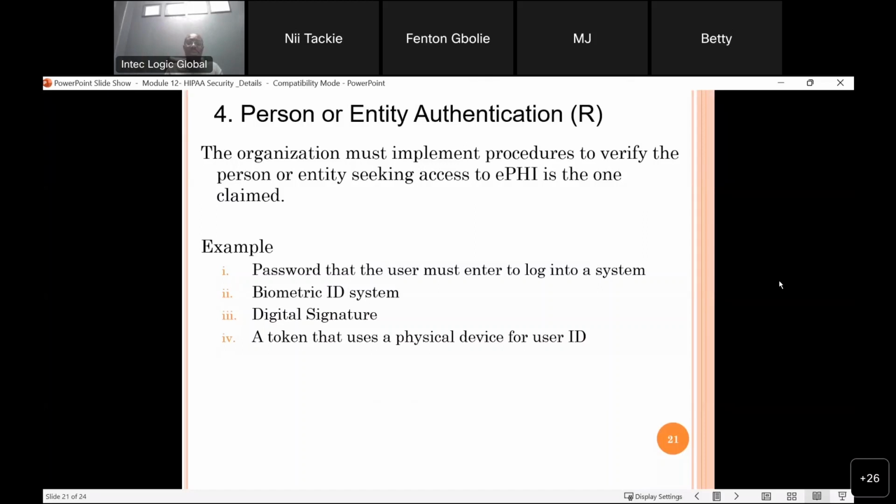So, for example, a password that the user must enter to log into a system. Depending on the company, they may require some biometric ID, right? Sometimes a digital signature. Then sometimes a token is generated, using a physical device for a user ID. You generate a token, it comes into your phone, then you enter that ID on the system and you're authenticated. Now you can see your patient's record and work with them.